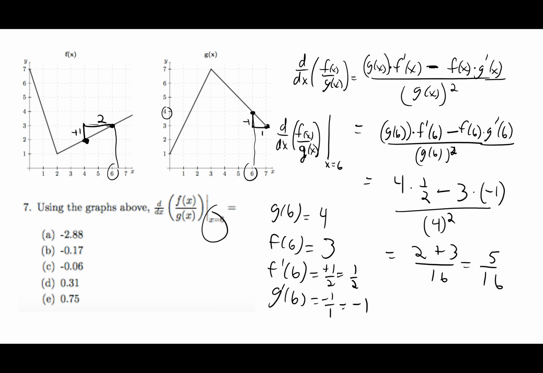And so I want to go with letter D. 0.3125. And so we've got to go with letter D if we're rounding to 2 decimal places.